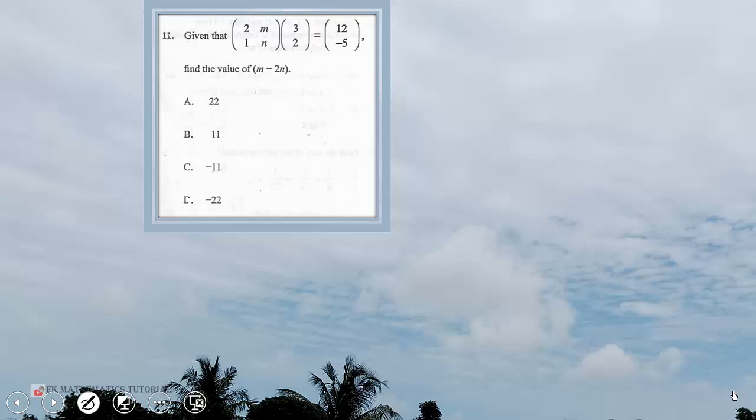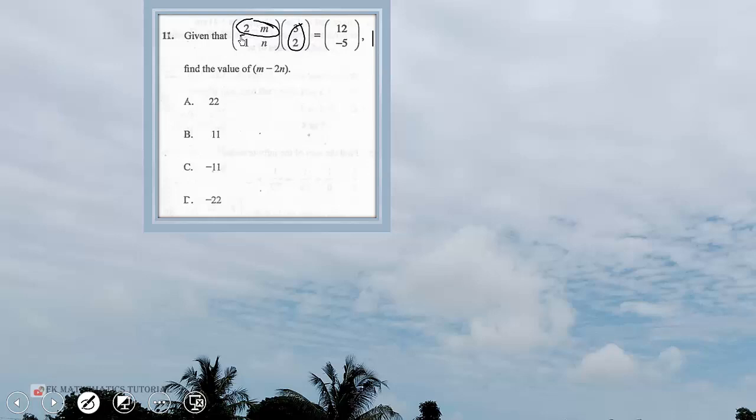So question 11: given that the matrix [2 m; 1 n] times [3; 2] is equal to [12; -5], find the value of m minus 2n. So let's see. We have the matrices, so we multiply row by column. So this row multiplies this column.